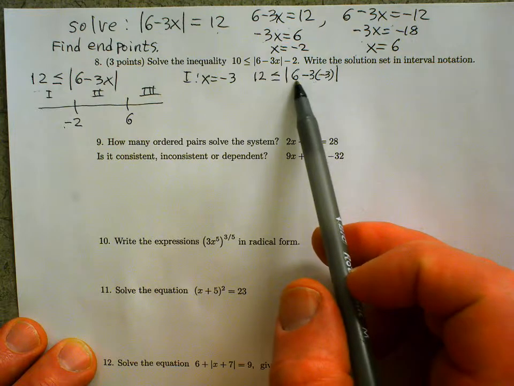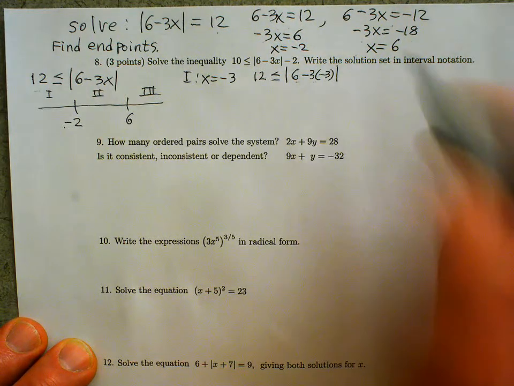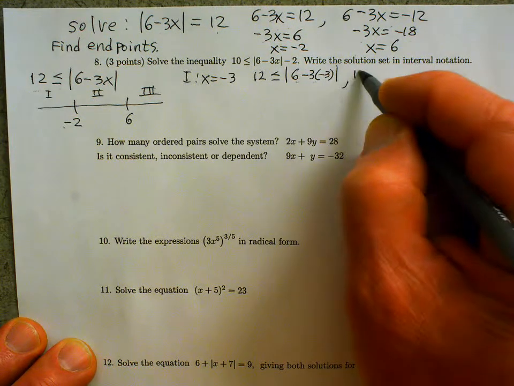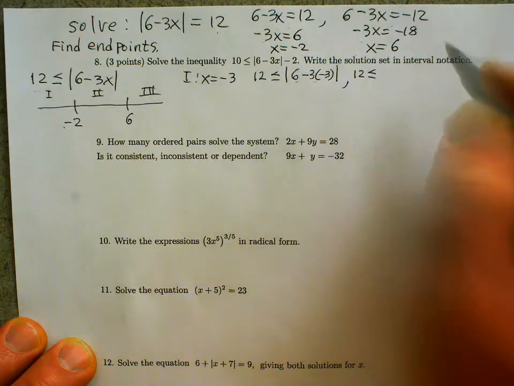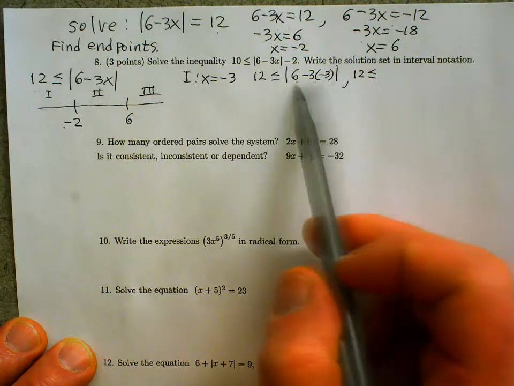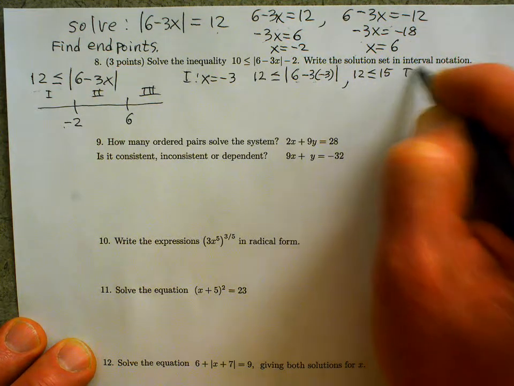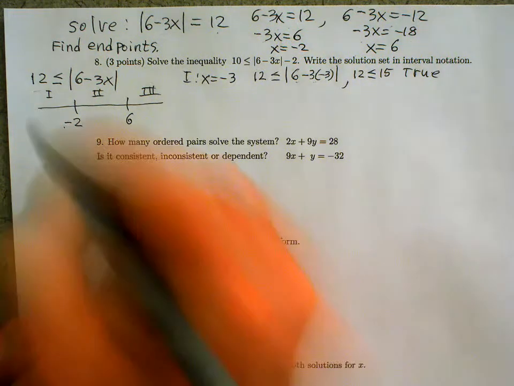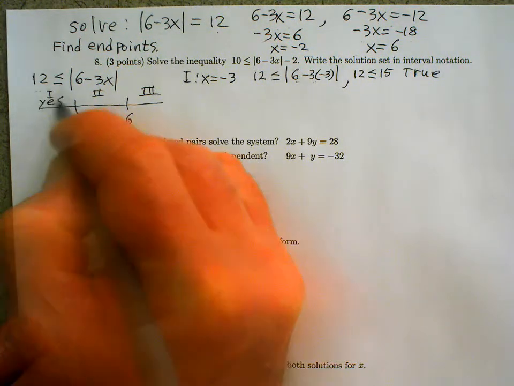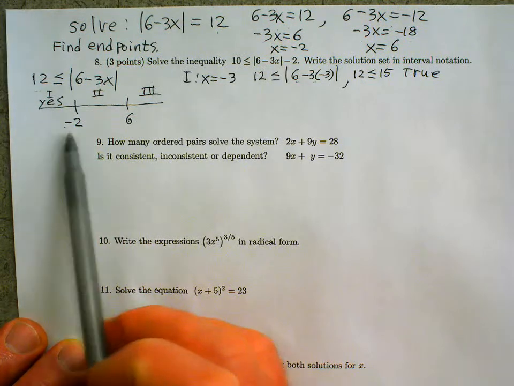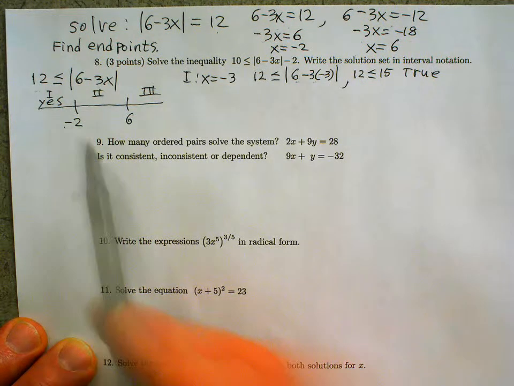So this is the same as the absolute value of 6 plus 9. So I get 12 less than or equal to the absolute value of 15. And that's true. So all of the numbers from negative infinity up to negative 2 are solutions.